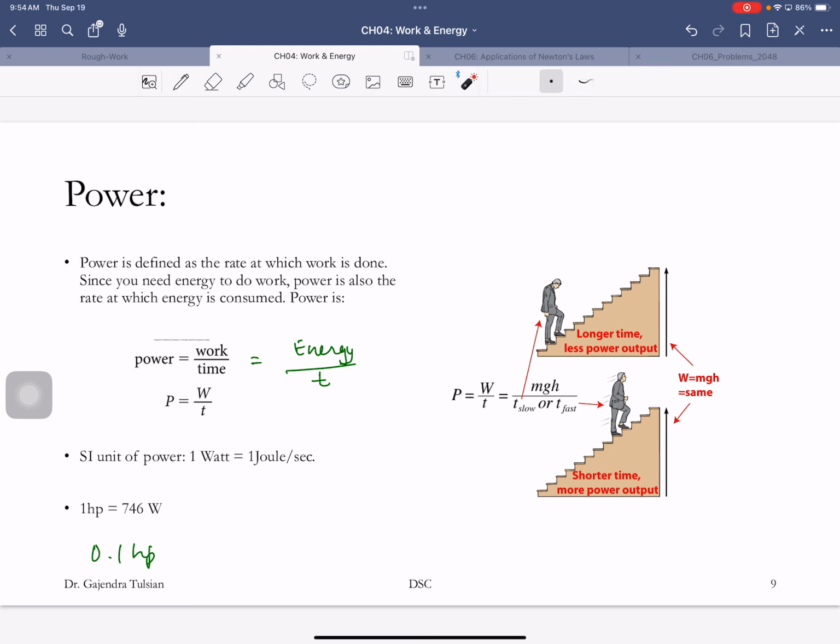All right, so for instance, if you're climbing the stairs, the work you've done in climbing this height h is m, your mass, times g times h. Now if you run up the stairs, this time is smaller and your power is greater.